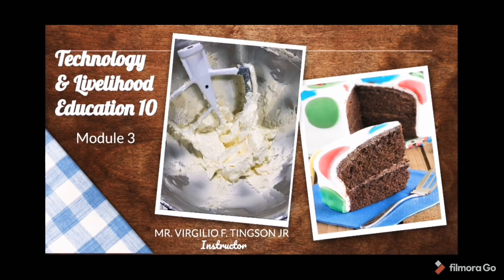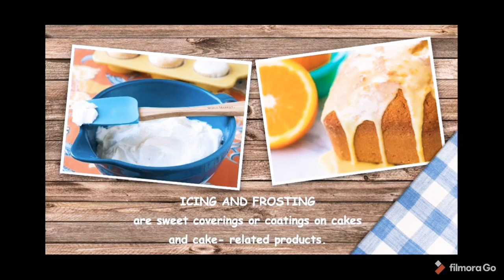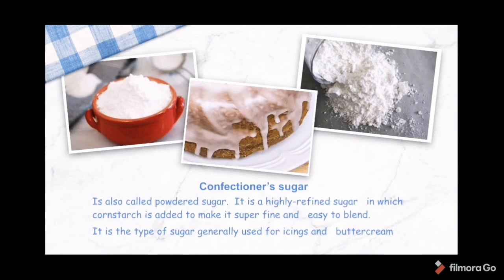Module 3 is about preparing and applying icing, frosting and fillings. It is like building a house. After you build it, you have to paint and cover your house with coatings and paintings, depending on your favorite colors. Icing and frosting are sweet coverings or coatings on cakes and cake-related products, like butter cakes, like brownies, like cupcakes and all. And so, icings and frostings.